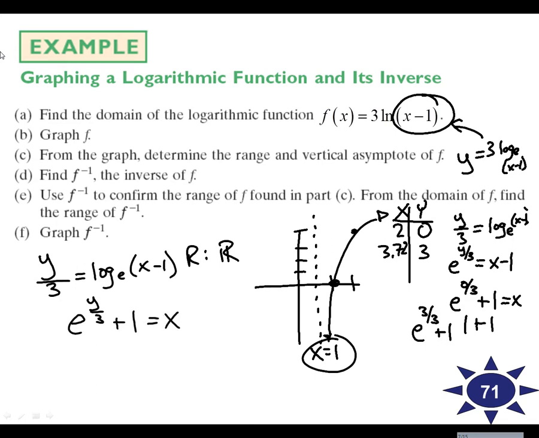To find the inverse, what do we do? We switch the x and the y. So most of our work is already done. e to the x over 3 plus 1 equals y. And so then we've got the exponential graph. Now use the inverse to confirm the range of f that we found here.